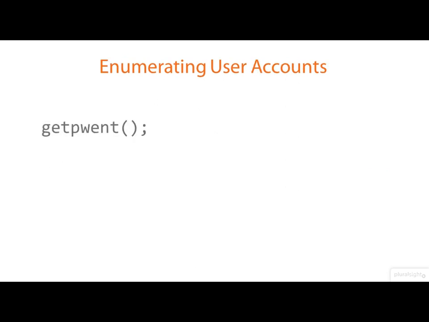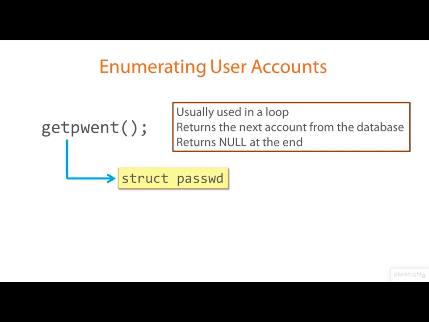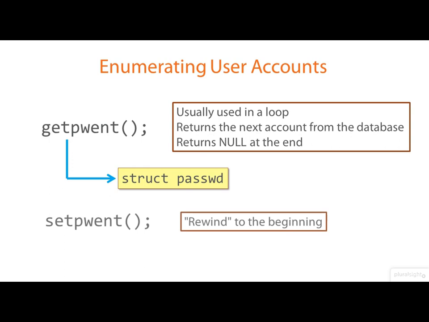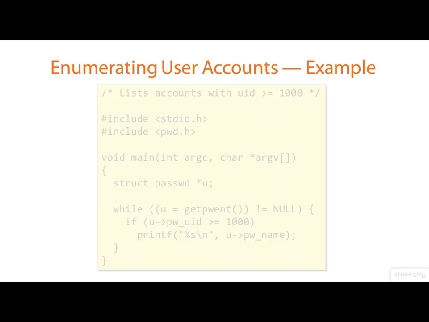The third resolver here is getpwent. Now this is useful if you want to step through the list of accounts one by one. In fact, it's usually used in a loop. Each time you call it, you get the next account from the database. It returns again a pointer to a password struct, and it will return a null pointer when it's reached the end of the list. Finally, we have setpwent, which basically rewinds the list so that we could start stepping through it again if we wanted to. So let's take a look at a little program that actually steps through the user accounts.